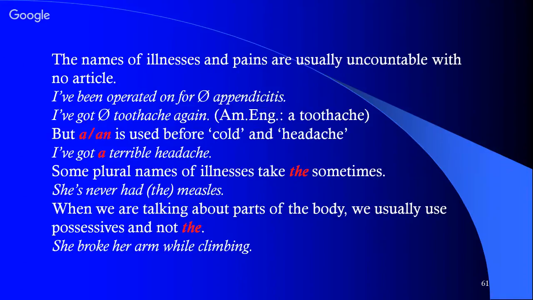Some plural names of illnesses take the sometimes. She's never had the measles. So you can also say the measles or simply say she's never had measles. When we are talking about parts of the body, we usually use a possessive and not the. She broke her arm, we say. She broke the arm, we don't say.